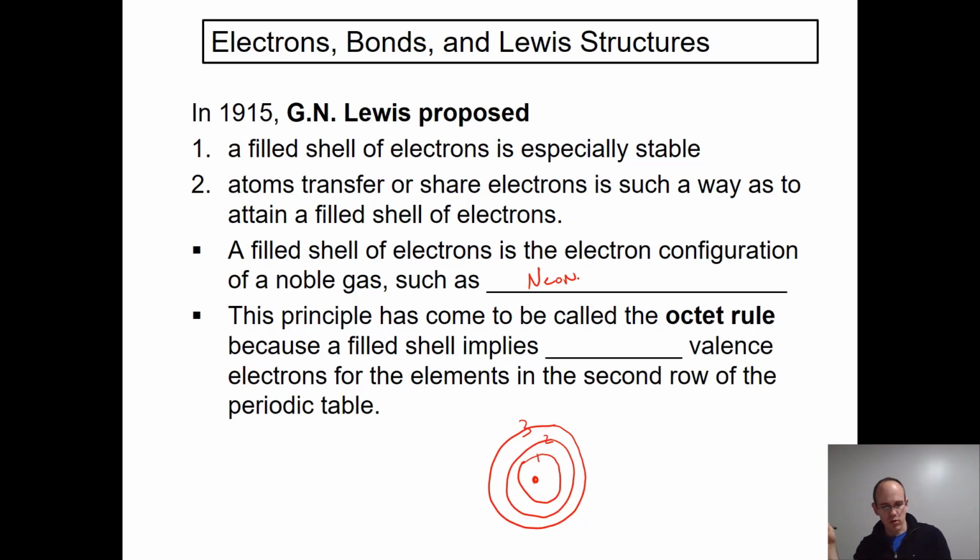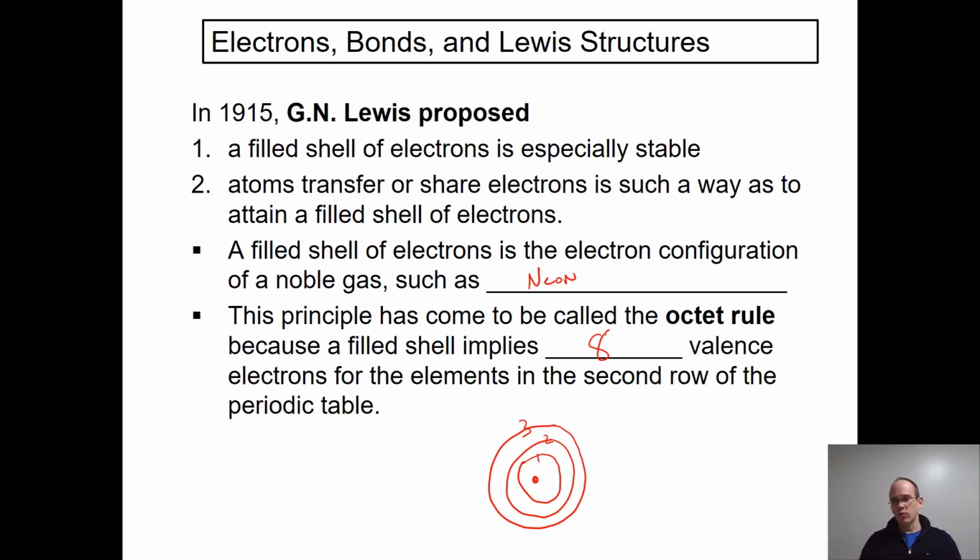So the atoms that are, let's say, to the left of neon are going to prefer to add electrons to get up to neon's electron configuration. And the atoms that are down on the next row, all the way over on the left of the periodic table, are going to prefer to drop an electron to get back to neon's electron configuration. This principle has come to be called the octet rule, because a filled shell implies 8 valence electrons.